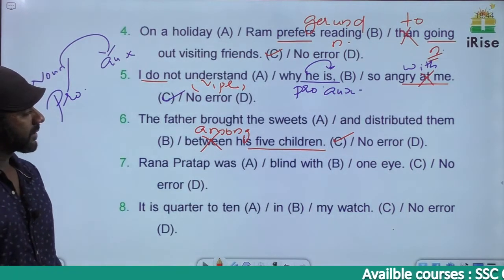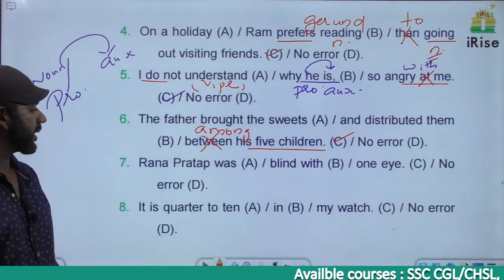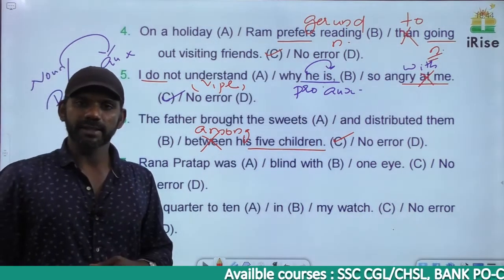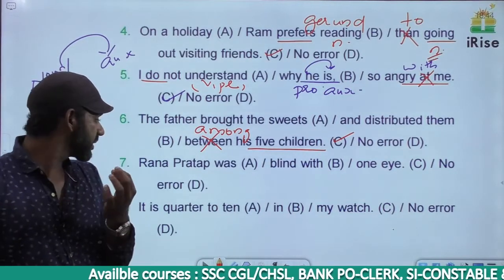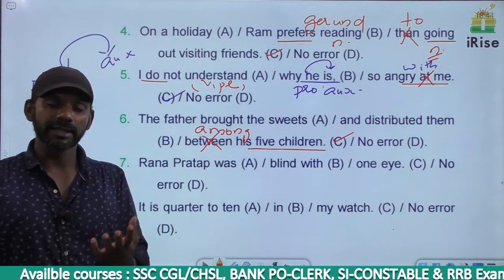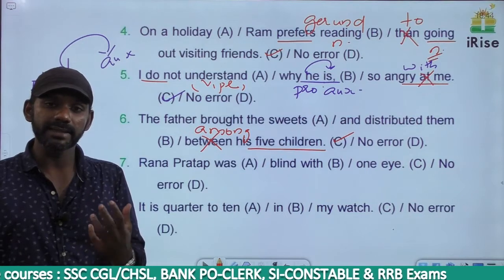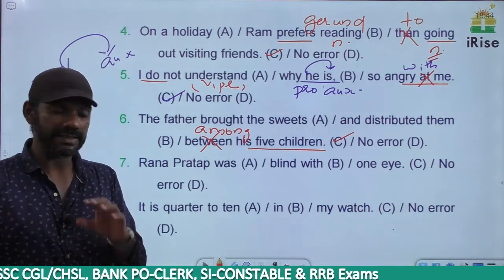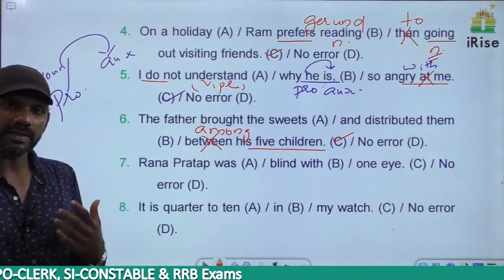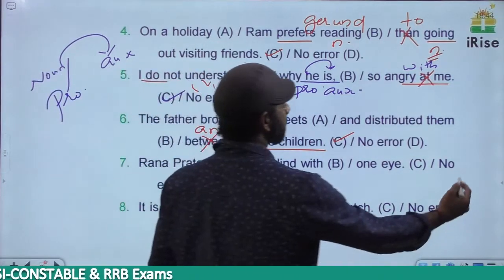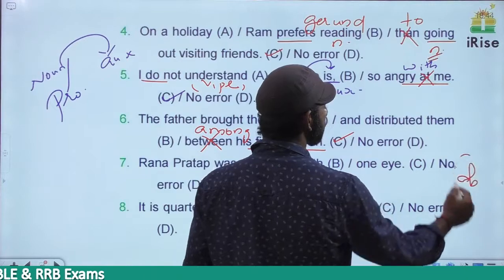Rana Pratap was blind with 1 eye. The meaning of this sentence is Rana Pratap possesses an eye that is blind. Right? Rana Pratap possesses an eye that is blind. That is the meaning of the sentence. So this sentence talks about possession. Now as it talks about possession, the preposition that needs to be used is for.